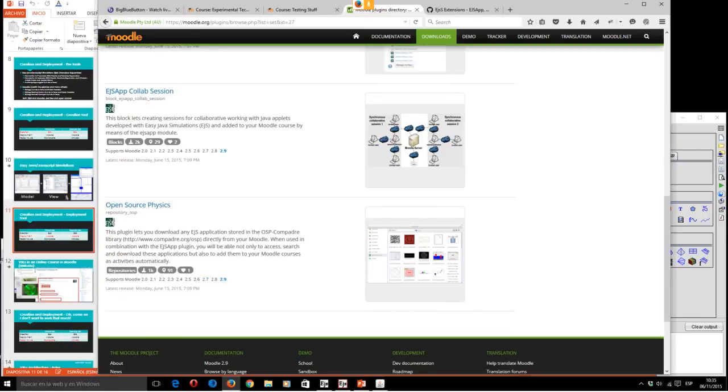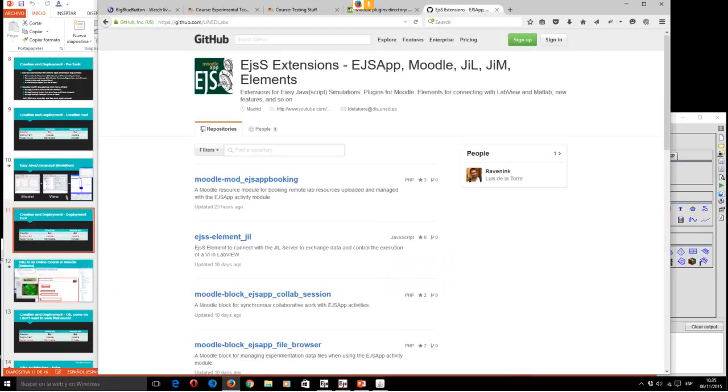There is the open source physics repository, which I will show you right now. And there is also one more plugin, the sixth, which is not yet in the Moodle plugins repository, but it is available from our GitHub here. So, you have the links in the course content in the iMoot webpage. So don't worry about the links, they are all there.